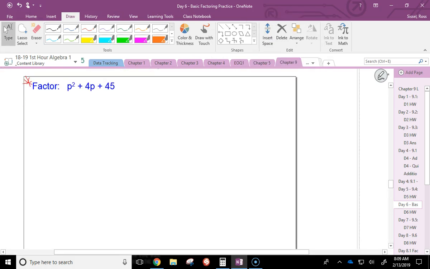Okay, I'm going to give you just a couple minutes to work on this one. There's a trick to this one. This one, I'm going to go ahead and preview it, see if anyone can find the trick. So it's p squared plus 4p plus 45. I'll do part of it, but I want you guys to identify what's wrong.